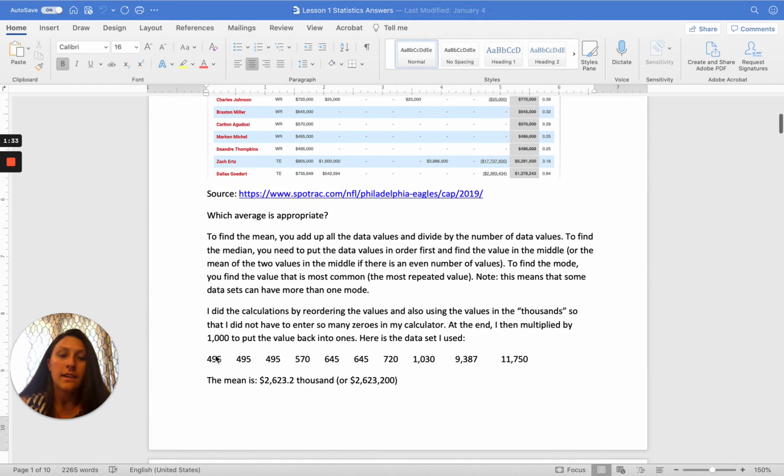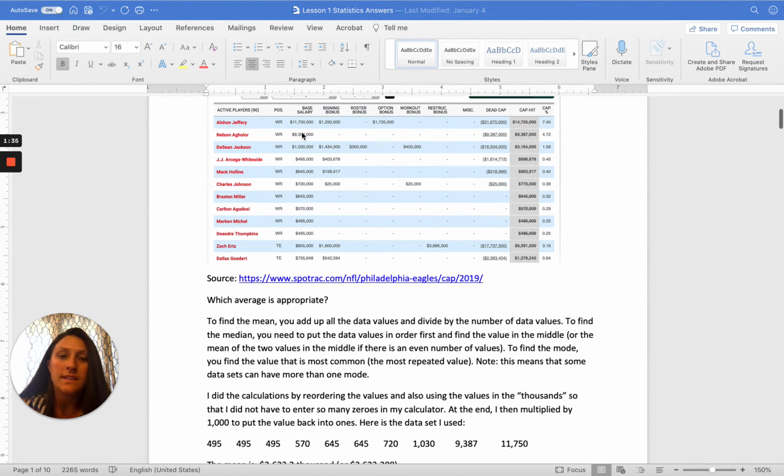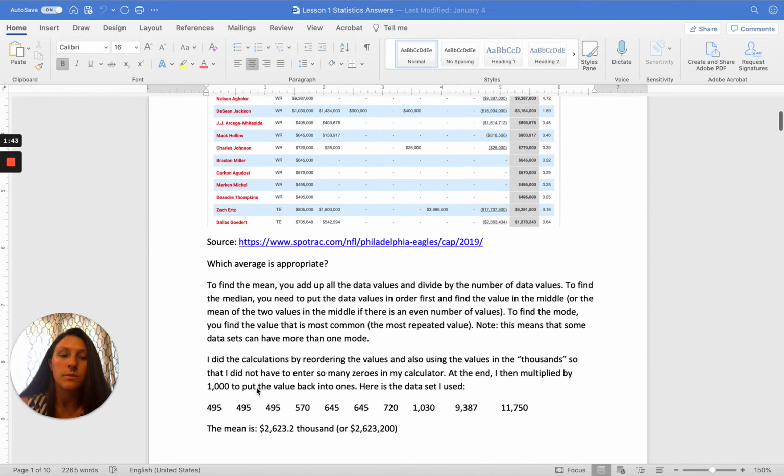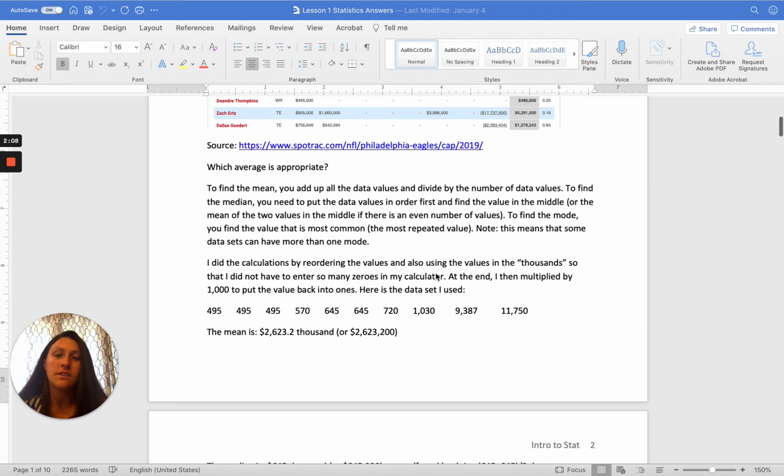So I added up. Now, I did this a little differently. You can add up the exact numbers that you see here, like 495,000 plus 495,000, etc. Or what I did was I put the numbers into thousands. I just ignored these three zeros on the end of every number so that I'm thinking that these numbers are in thousands. That just makes my computation in a calculator a little bit more efficient. It makes it less likely to make a mistake because I'm hitting fewer buttons, so I don't have to enter all those zeros. You can do it either way. You can enter all those zeros and you should get the same answer as me.